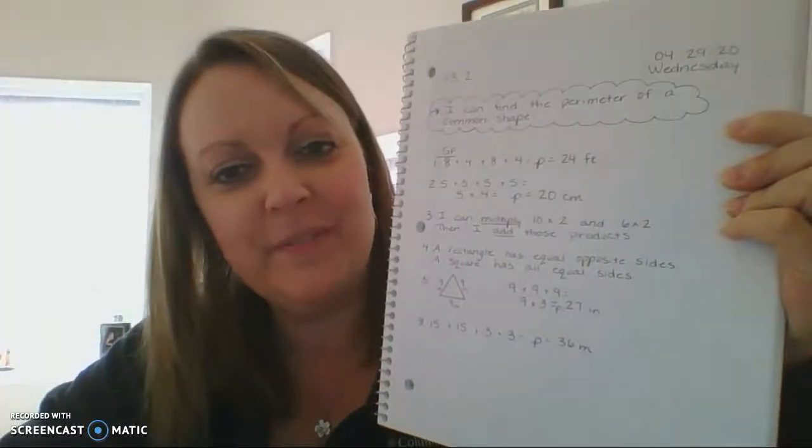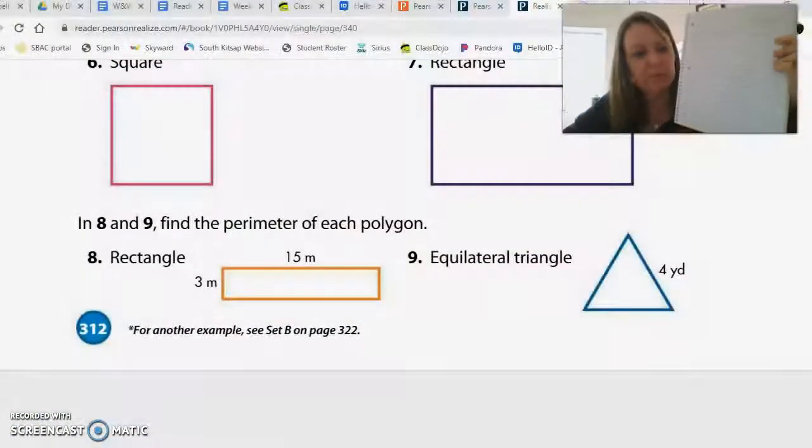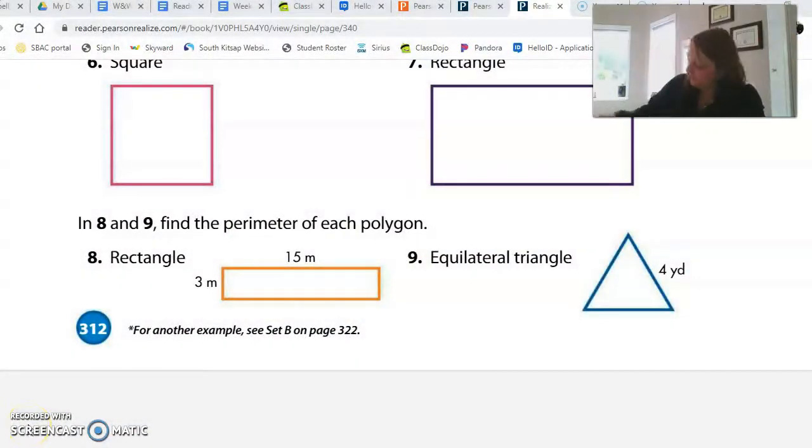And I hope we all agree that it is 36 meters. Good job. And last but not least with me for today, number 9. Ooh, an equilateral triangle. So that means they're all the same. So we have 4 plus 4 plus 4. But now that I'm in 3rd grade, I'm going to say 4 times 3 equals, good job, 12 yards.